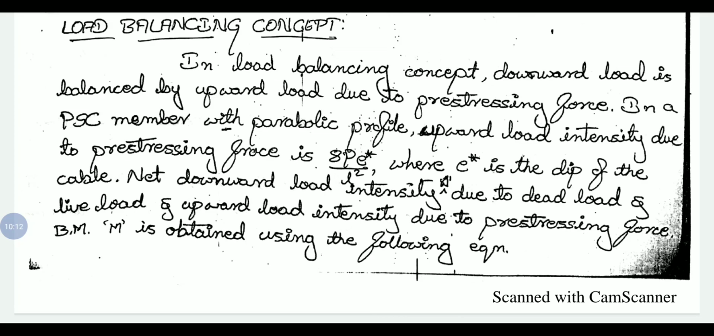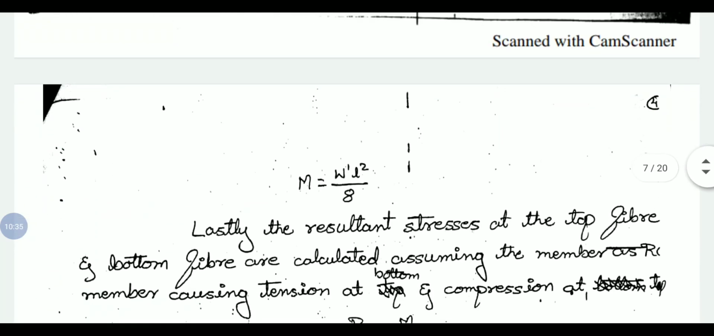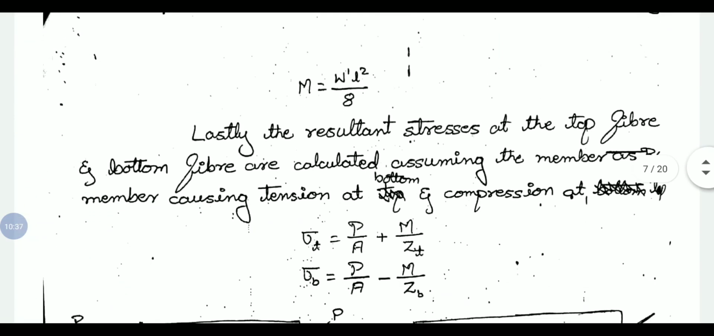we need to consider the bending moment due to dead load and live load as well as the bending moment due to prestressing force. How to calculate? What is the bending moment due to prestressing force? That is prestressing force into eccentricity, that is 8 P E star by L square. If you observe the figure, here we have the formula M equals W dash L square by 8.